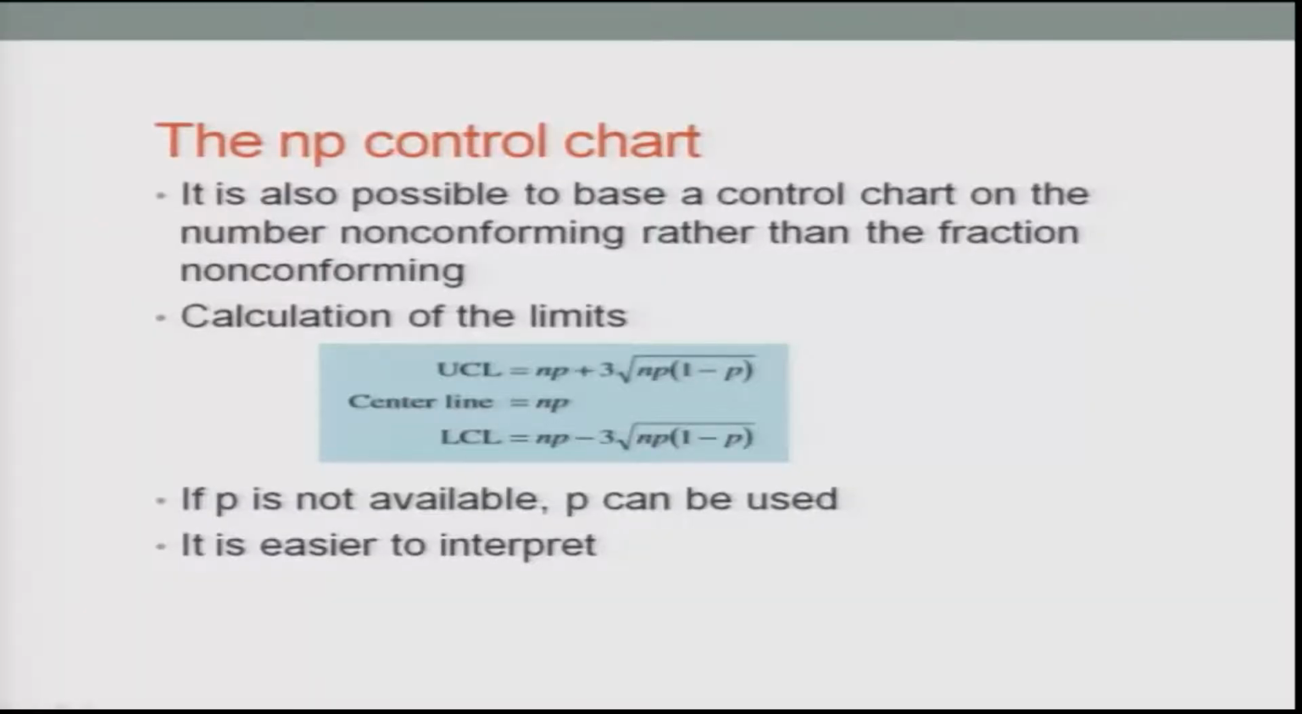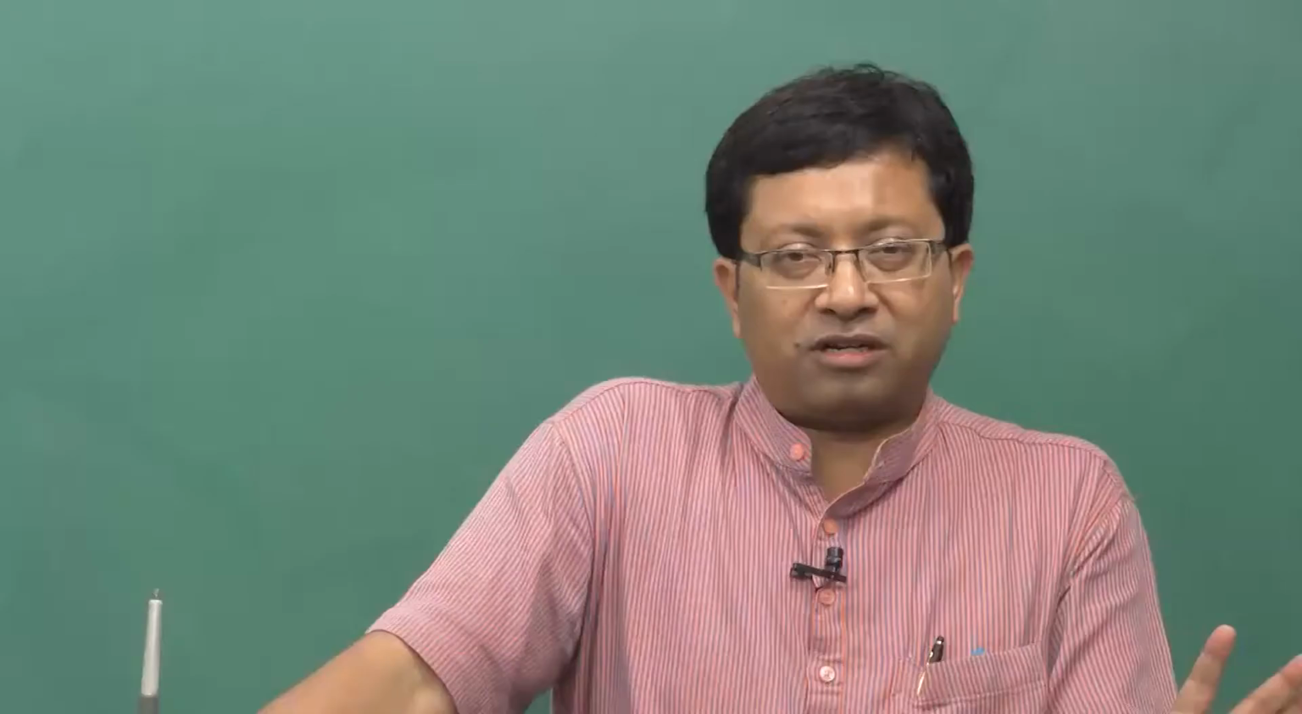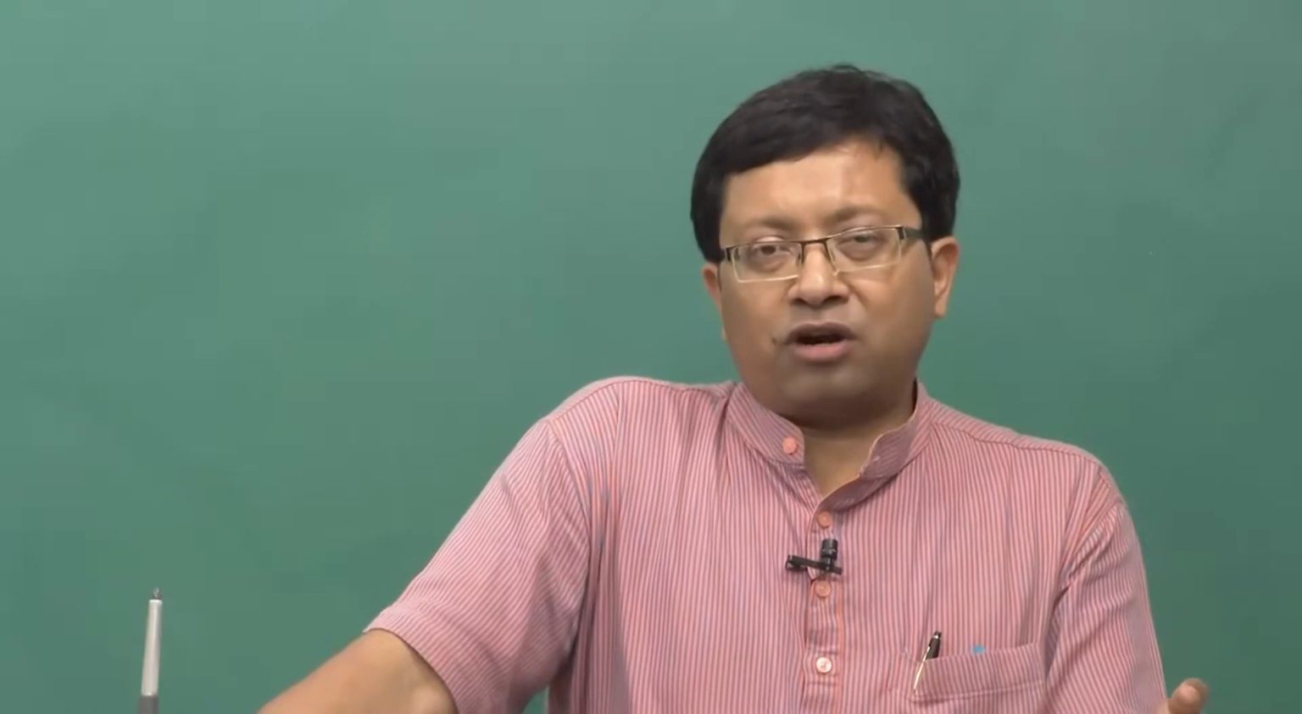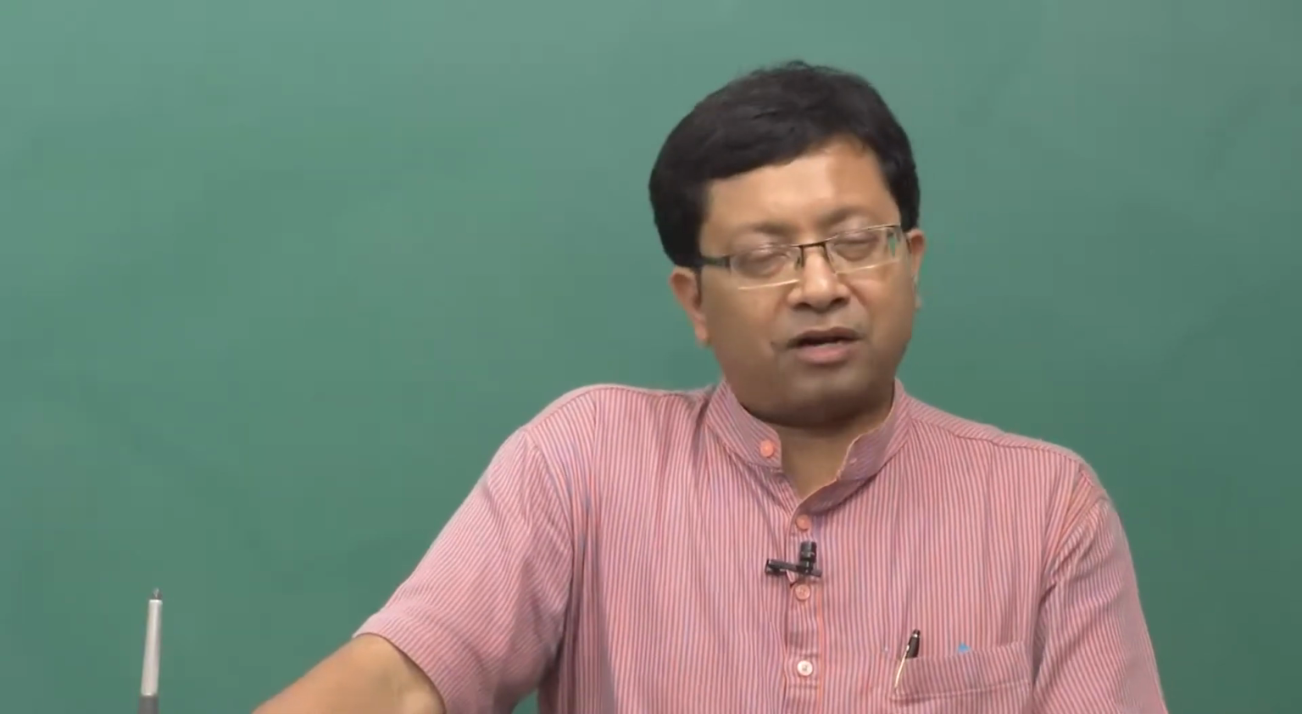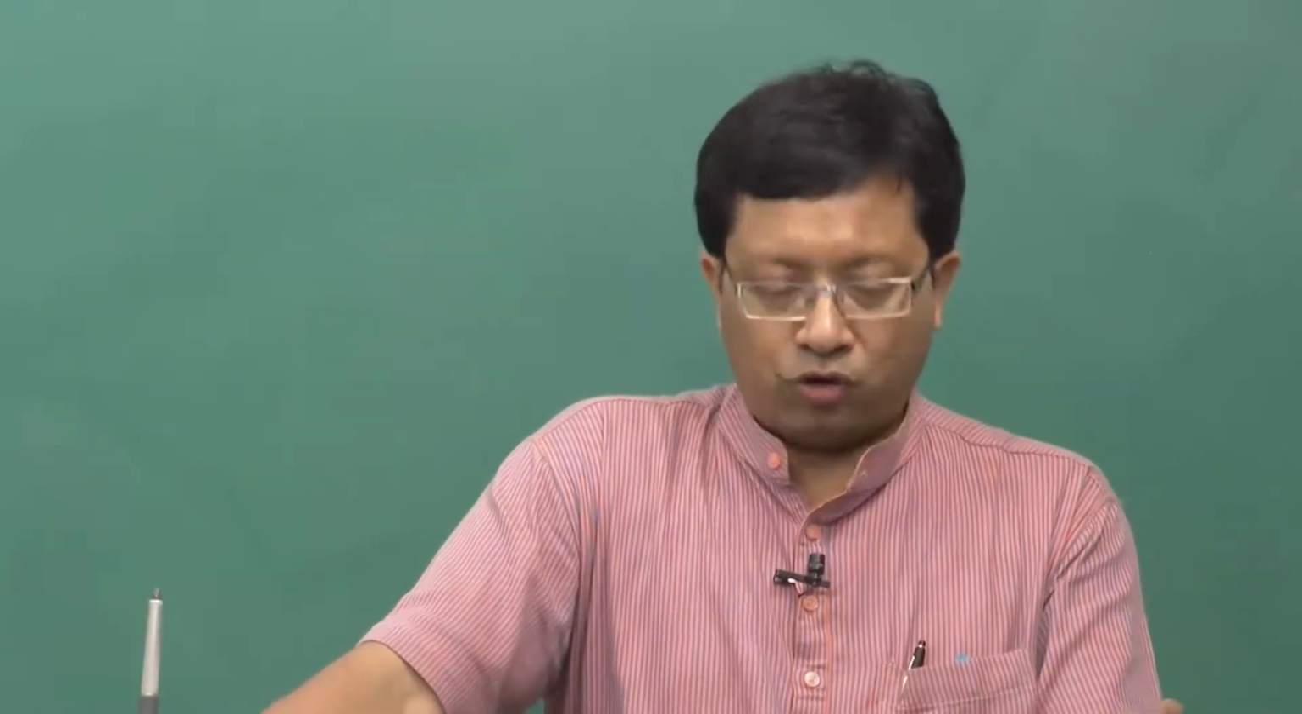So, it is also possible to base control charts on the number of non-conforming rather than the fraction non-conforming. Here fraction is not important, what is more important is the numbers. So, the central line again comes out to be n into p. Obviously, if you do not have p, you will replace it with p bar, so the central line would be n into p bar. For finding the upper control and lower control limits, the concept remains the same, but the formulas change depending on what you want to find out.